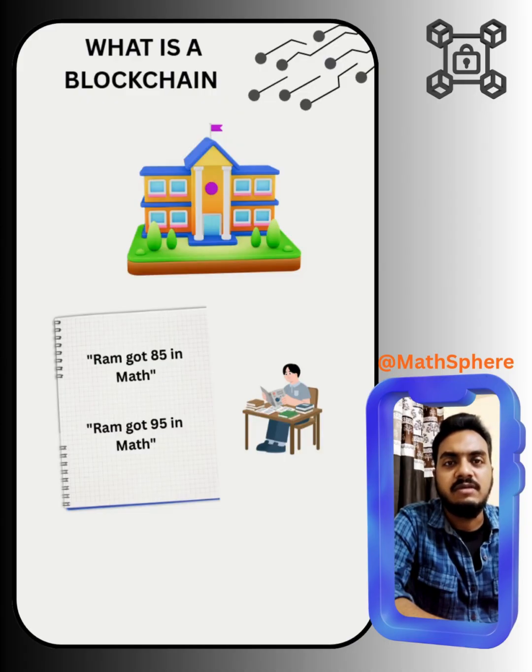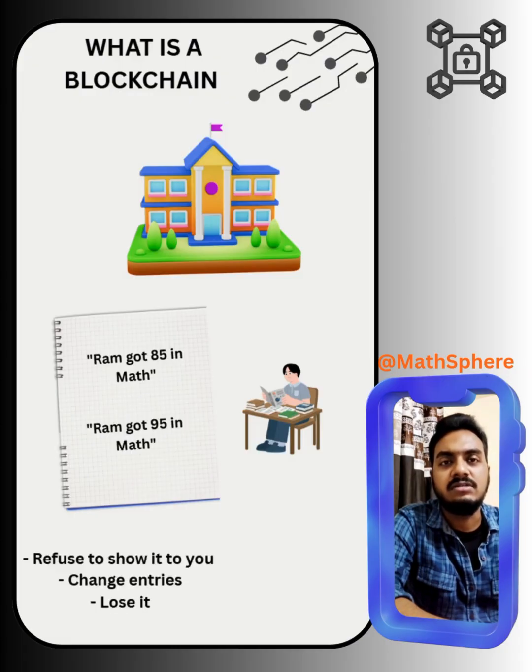The second problem can be if someone stole that notebook, all the record will be lost. Another problem can be that if only the teacher is in charge, he can refuse to show it to you. He can change the entries. He can lose that record book. So how do we create a record book that cannot be changed secretly, which cannot be destroyed, and which no one person controls? The simple answer for this is the blockchain.